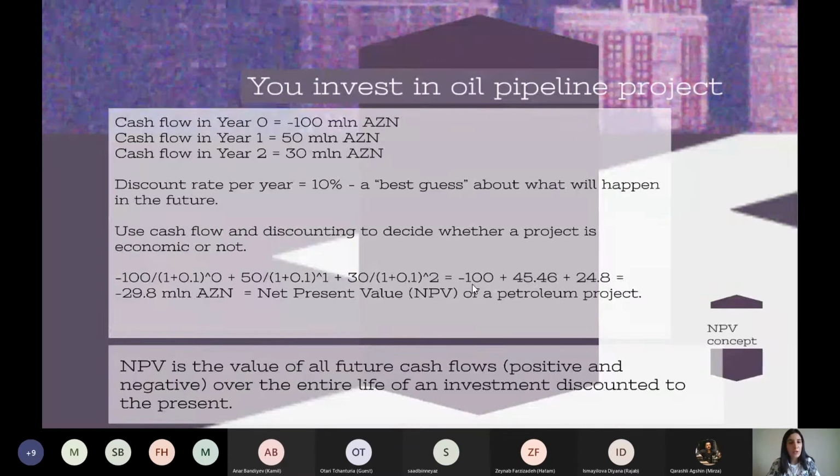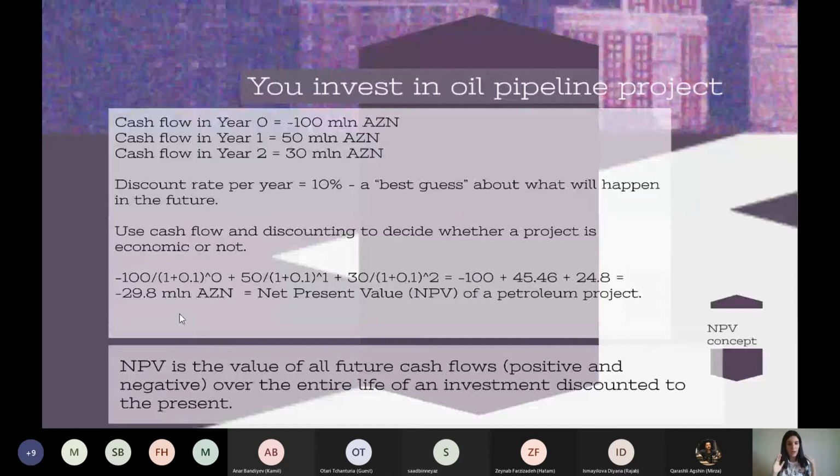So future value 50 divided by 1 plus 0.1, this 0.1 is the discount rate. You can write 10% or just 0.1, they're the same. In power 1, it will be $45.46 million. And then if you look at the cash flow in year 2, we have to convert it to present value. So future value again, divided by 1 plus 0.1 in power 2, it will be 24.8. Now we can sum them up. When we sum them up, we can see it's approximately minus 30 million manats.